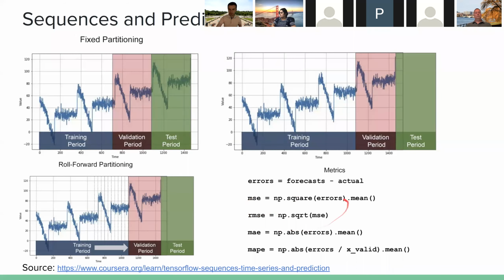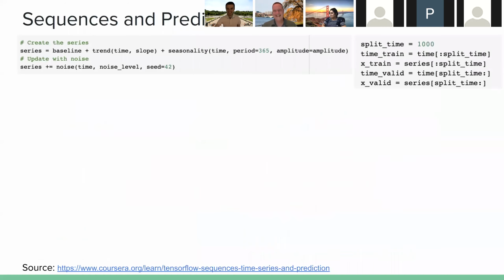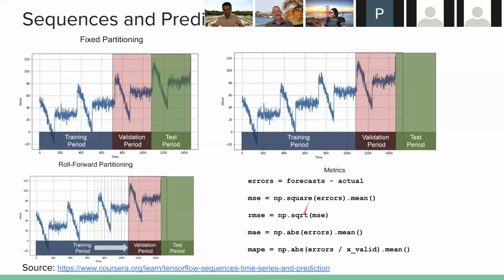Cool. Any questions about metrics or partitioning? I think one of the things to keep in mind whenever you're evaluating these is, the smaller the better. Yes. What does MAPE stand for again? Mean absolute error. Sorry, mean absolute error. No, the next one, MAPE. Mean absolute percentage error. Okay, thanks.